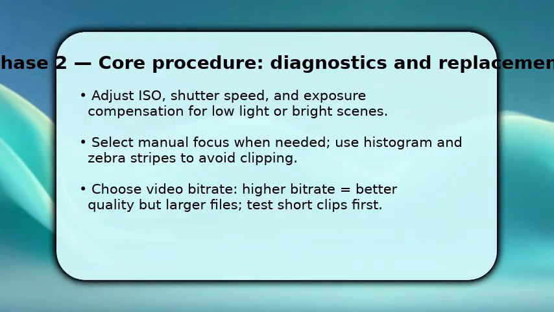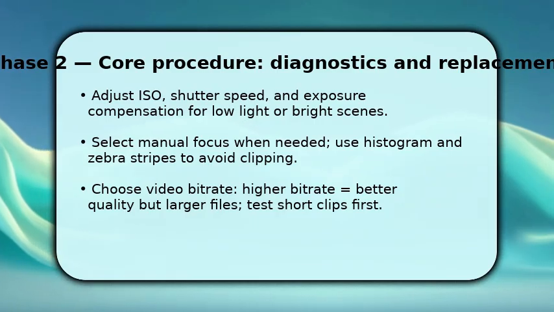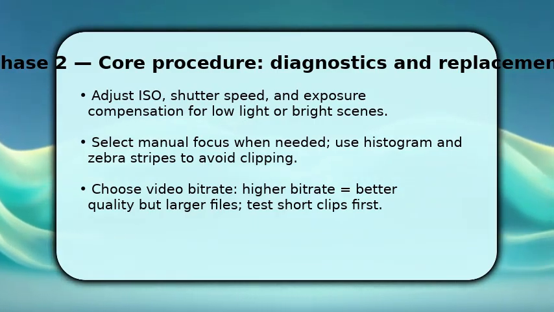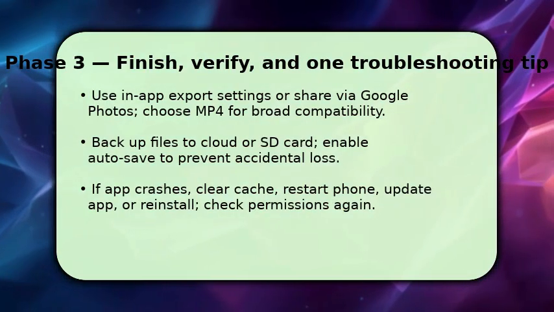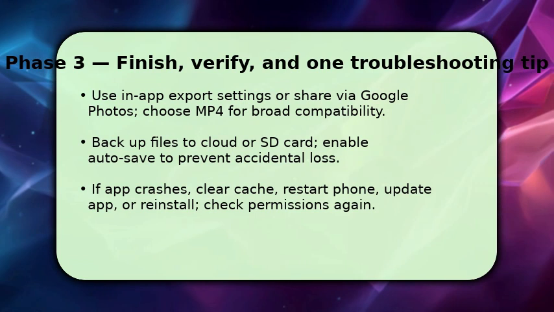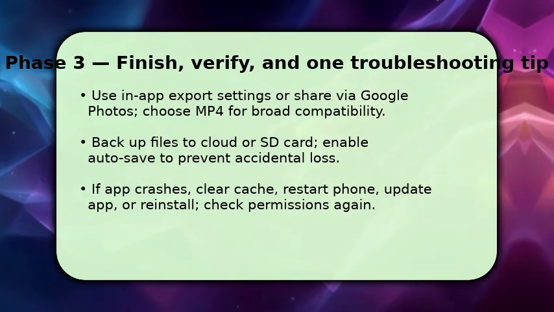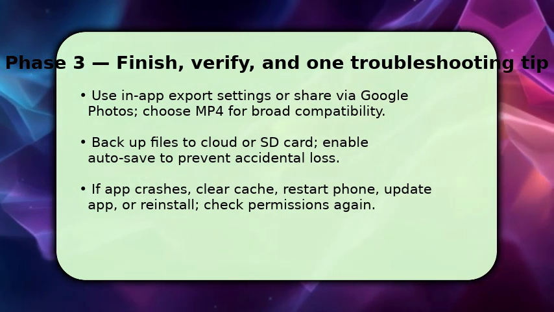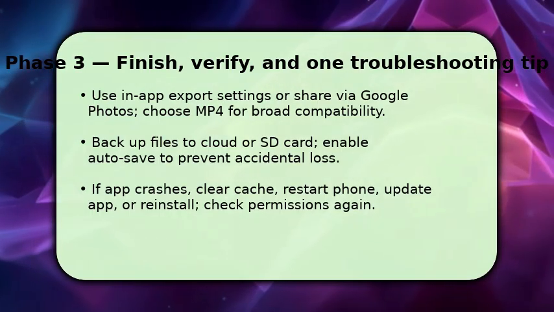Next, set bitrate according to storage and quality needs. Record a 10-second test clip to confirm settings, then start your full take when you're satisfied. Finish by exporting and backing up. Choose MP4 for compatibility and export at the same resolution you recorded to avoid recompression. Once done, copy footage to cloud or SD card and enable autosave so you never lose takes during unexpected shutdowns.